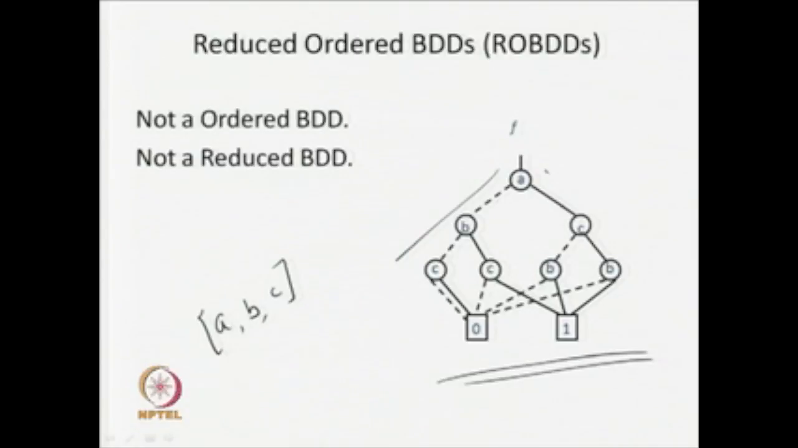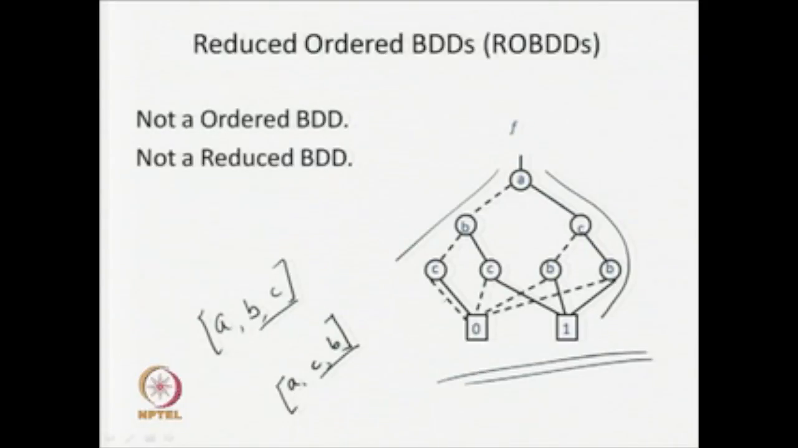But if I follow this other evaluation path, then I am going to get the ordering A, C, B. You can say that A is appearing before B and C, all right, but in this path B is appearing before C, and in this path C is appearing before B. That means, it is not following any particular ordering of the variables. So, that is why it is not an ordered BDD.